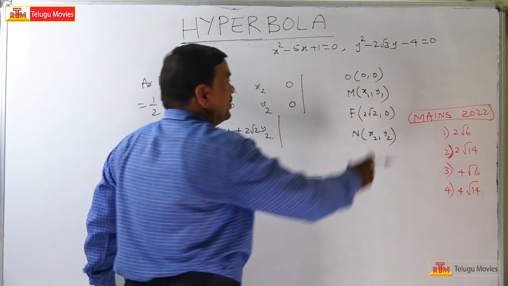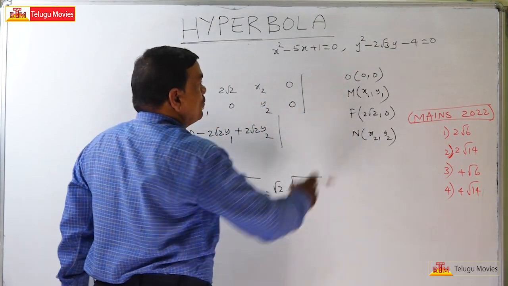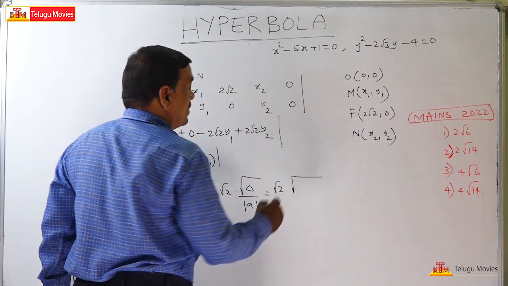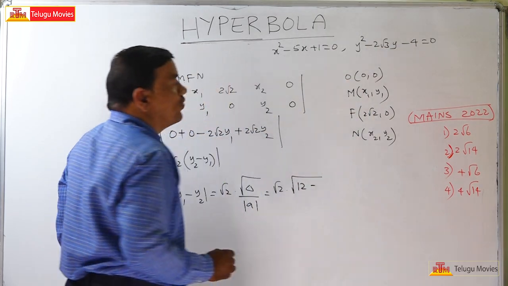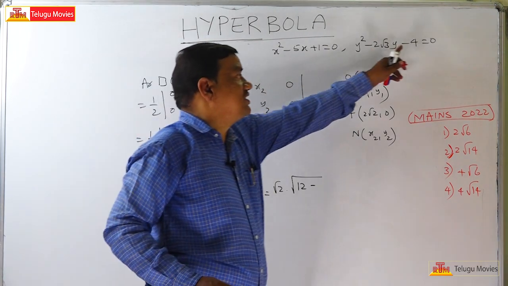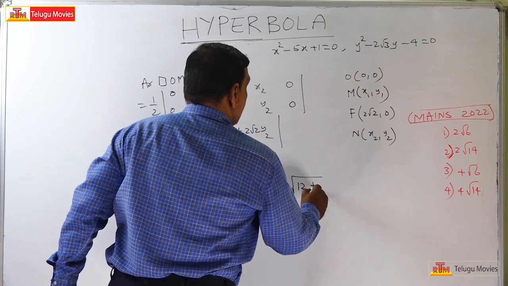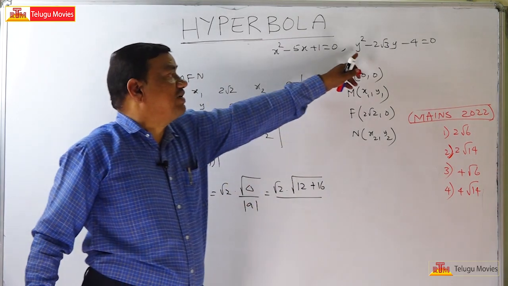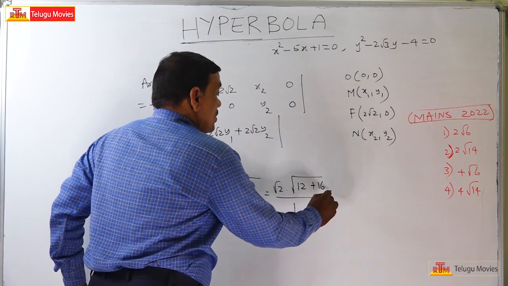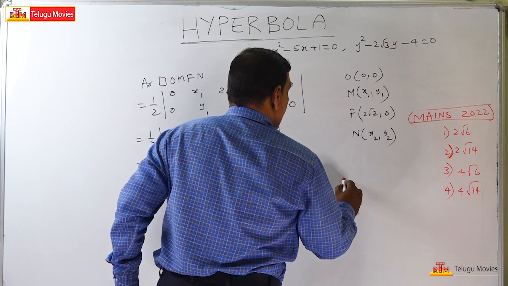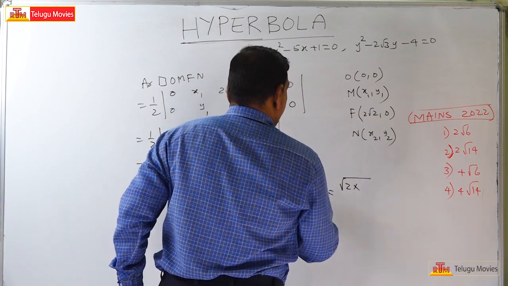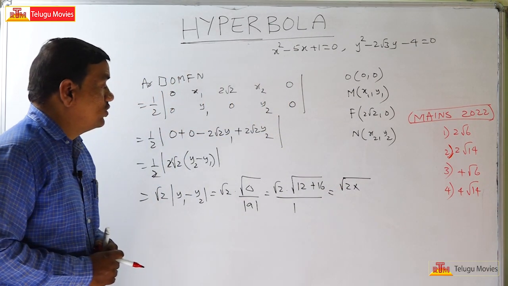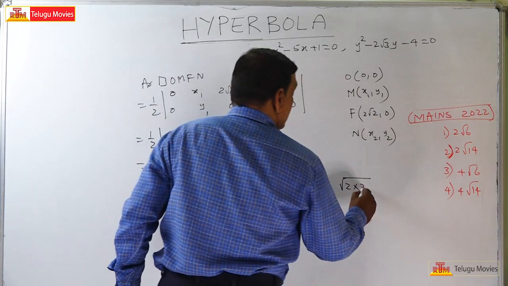The discriminant is b square minus 4ac. b square is 4 3s are 12, minus 4ac, 4 4s are 16, of course plus. So 12 plus 16 by modulus of a. Modulus of a means the y square coefficient, that is 1. So this is root 2 of 12 plus 16, which is 28.